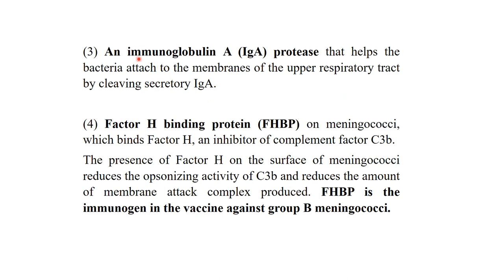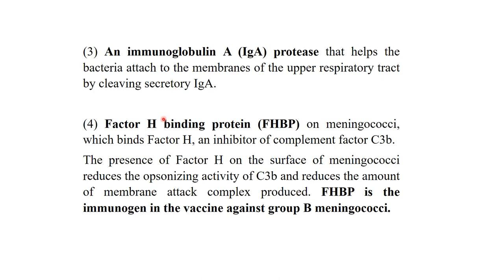The third virulence factor is the IgA protease, an immunoglobulin A protease that helps the bacteria attach to the membrane of the upper respiratory tract by cleaving secretory IgA. ये secretory IgA cleave करेगा, जब cleave करेगा तो ये upper respiratory tract के membrane के साथ bind करेगा.